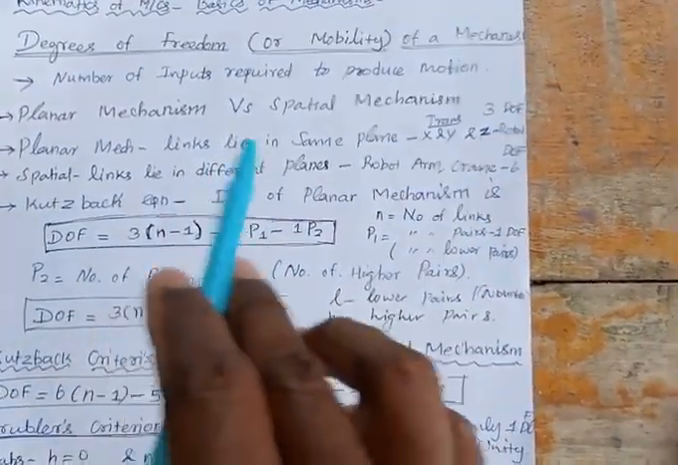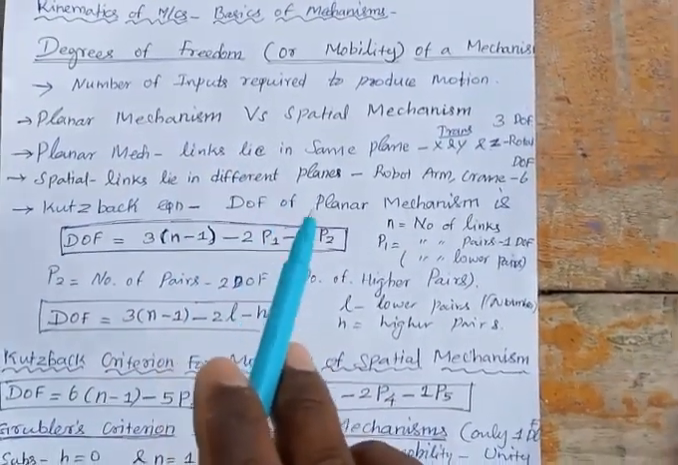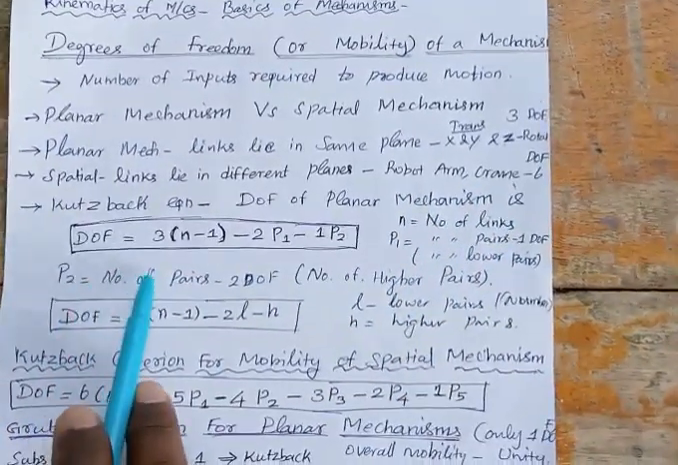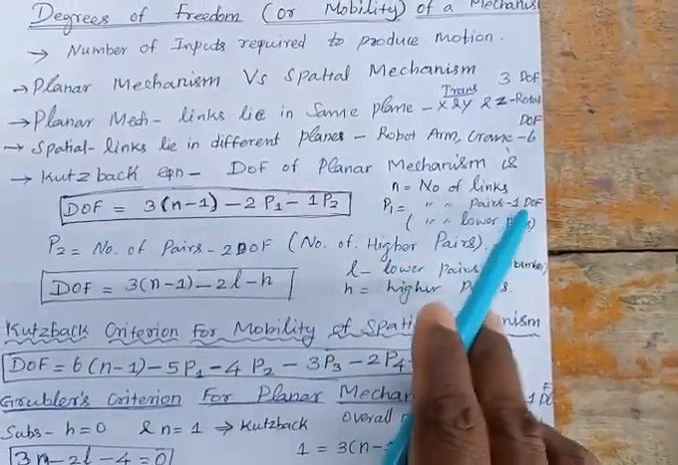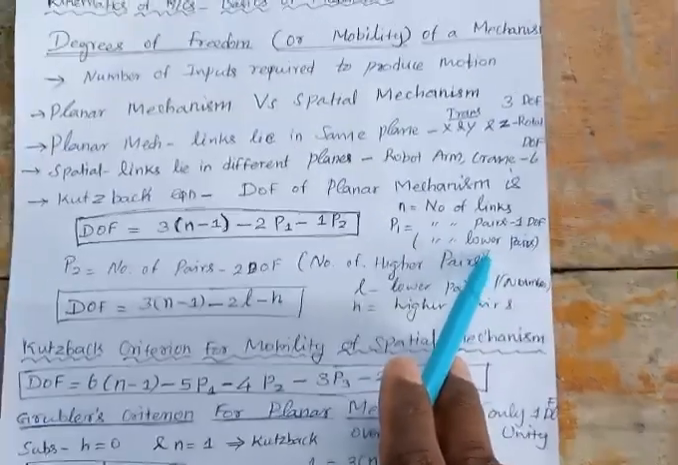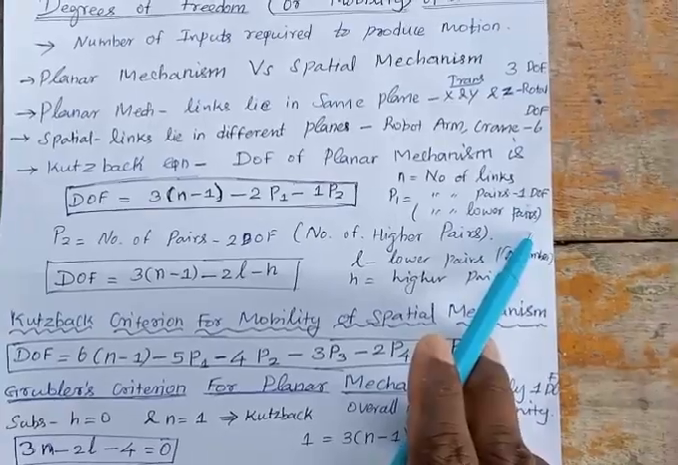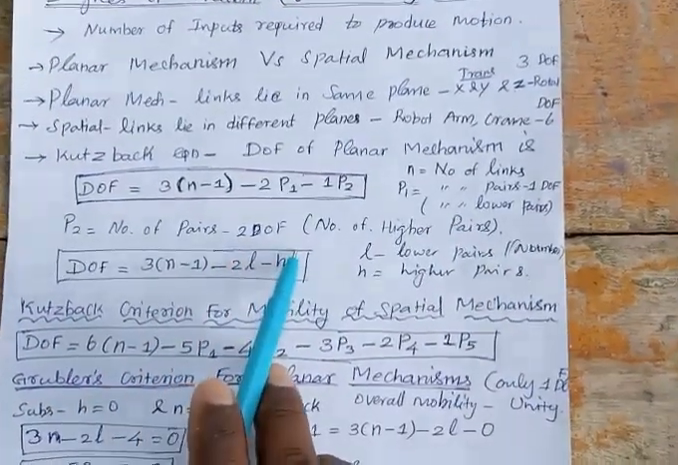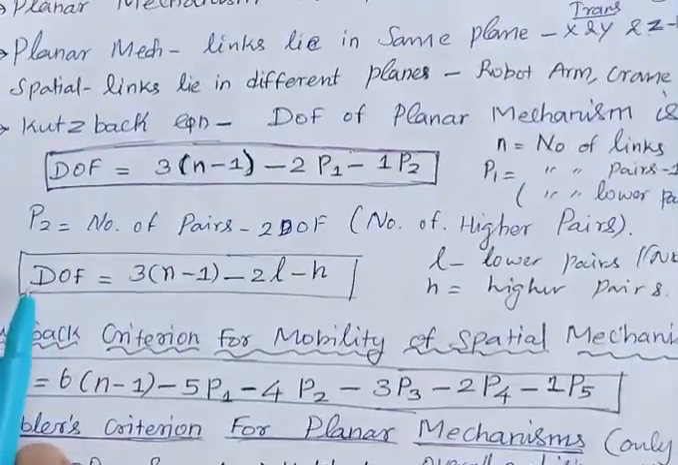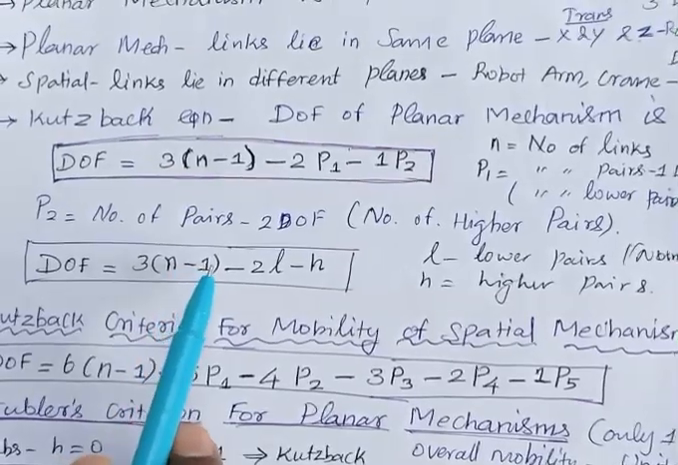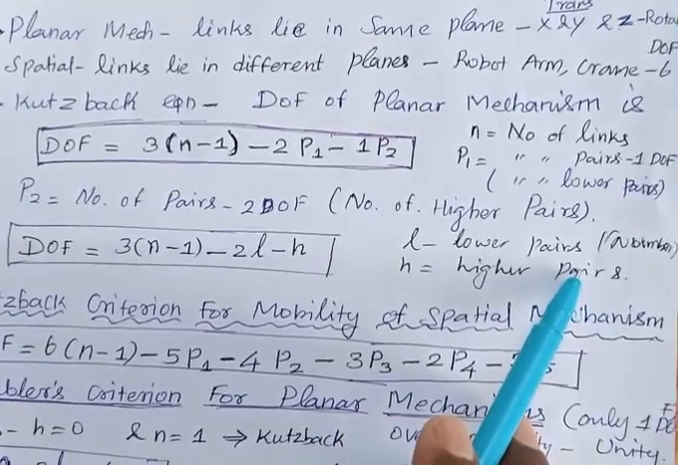The Kutzbach equation for degrees of freedom of a planar mechanism is: degrees of freedom = 3(n - 1) - 2p1 - p2. Here n is the number of links, p1 is the number of pairs with 1 degree of freedom, that means lower pairs, and p2 is the number of pairs with 2 degrees of freedom, that means higher pairs. So degrees of freedom = 3(n - 1) - 2l - h, where l is the lower pairs and h is the higher pairs.